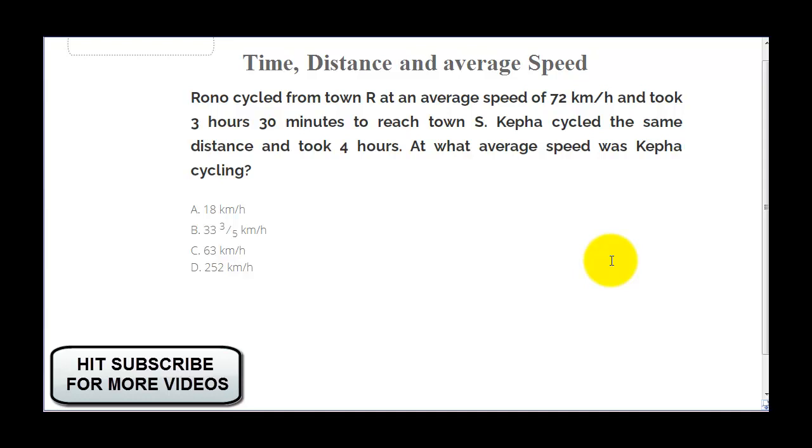Now, this is a very technical question, so you have to be careful when you solve it. It has given us Ronald's speed and we have his time, but Kefa's speed was not given. But the question says Kefa cycled the same distance. Therefore, the basis in which we should solve this question is knowing that both of them have covered what? The same distance.